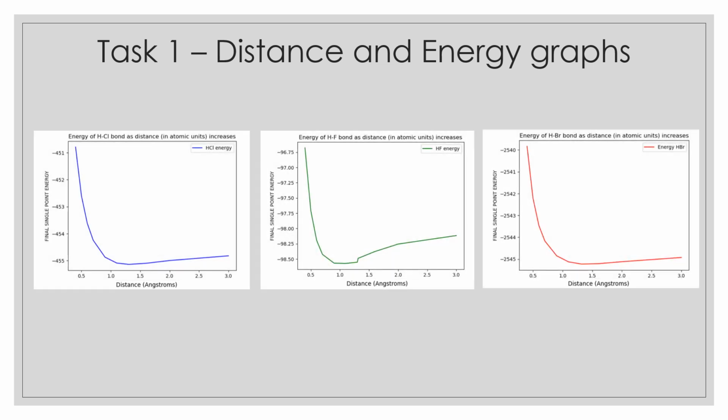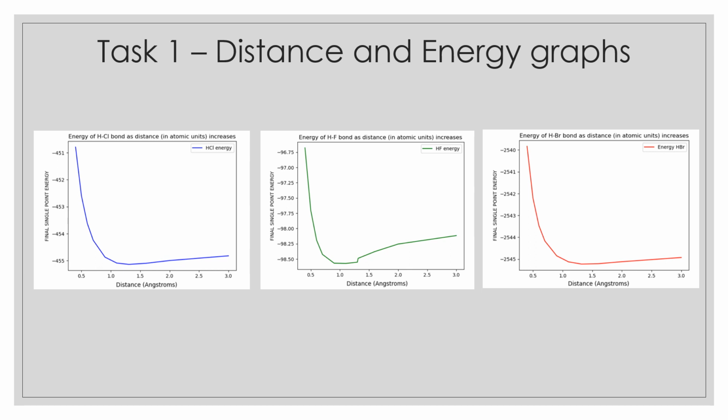As expected, all of the graphs show a curve, which bottoms out at the equilibrium bond distance, then starts to increase after. The graphs all look similar, but the increase after the equilibrium bond distance is much sharper for hydrogen fluoride than for hydrogen chloride or hydrogen bromide, with a small anomaly around 1.4 angstroms, but this can be attributed to the relatively small dataset that was used. If we had used a larger dataset, the curve would likely have been much smoother.